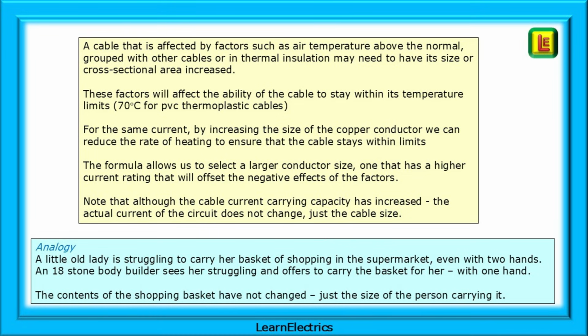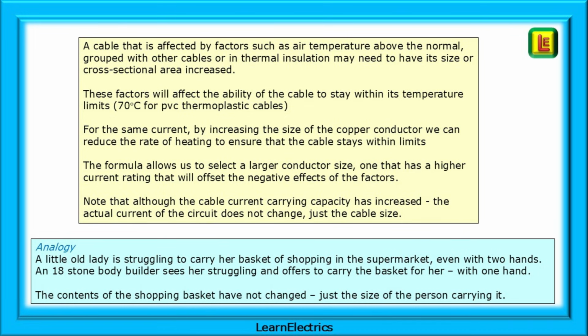The formula allows us to select a larger conductor size, one that has a higher current rating that will offset the negative effects of the factors affecting the cable. Note that although the cable current carrying capacity has increased, the actual current of the circuit does not change, just the cable size. This analogy might help.